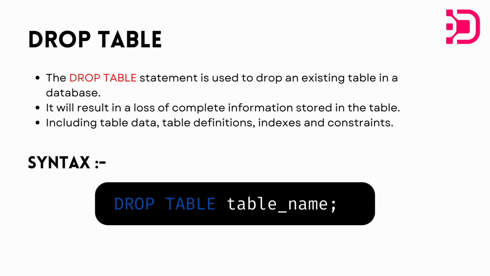So the drop table command or drop table statement is used to drop an existing table in the database. That means it's used to delete a table that exists in a database. It will result in a loss of complete information of that table which was stored in the database. So the memory is freed up also in this case. So this drop table will delete data that includes the table data, the table definitions, indexes, and constraints. And we've got the syntax here for you, which is just drop table name. So let's look at a demonstration.